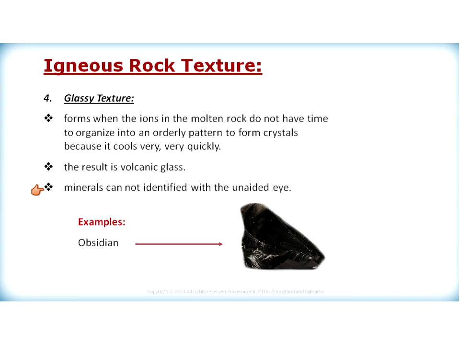Minerals cannot be identified with the unaided eye because no minerals had time to form. Therefore, this rock is called obsidian, and obsidian is volcanic glass.